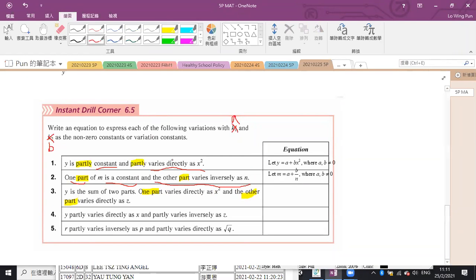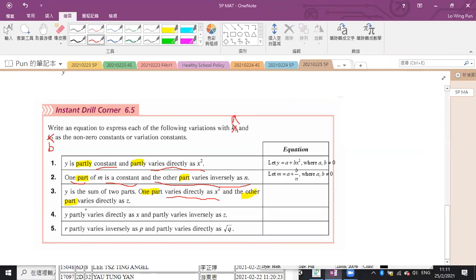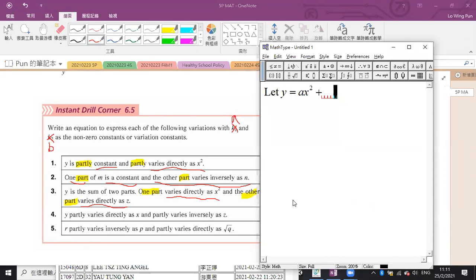Okay, the first part is direct variation of x squared. So it will be a times x squared, right? Direct variation, ax squared. And then the other part varies directly as z. It is also in direct variation, but the variable is z. Okay, so it should be just b times z. Okay, where a and b are not equal to 0.